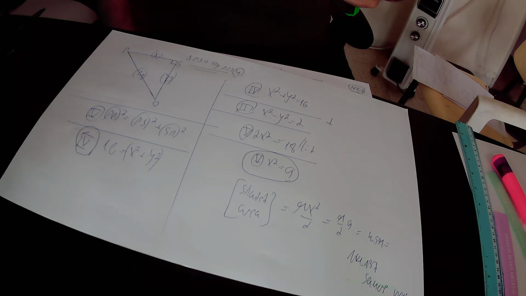So in total, according to equation 5, we found out that 2X squared equals 18. Here we divided this equation 5 by 2, and finally found out that X squared equals 18 over 2 is 9, so X squared equals 9.